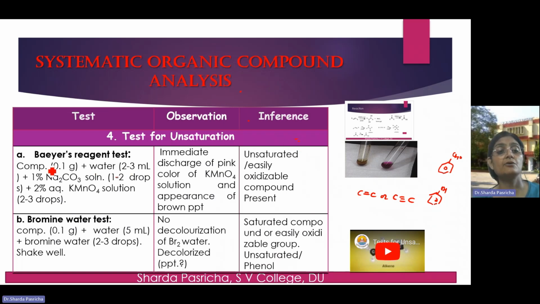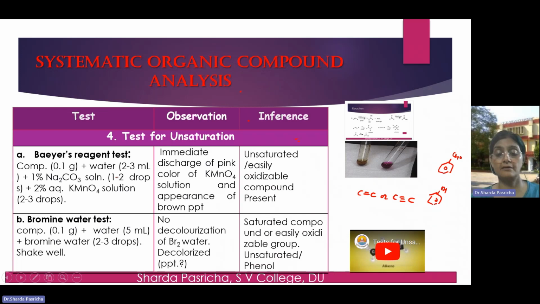And then you add 2 to 3 drops of very dilute potassium permanganate solution to this. Shake. Whenever you mix two things, immediately you should shake. Immediate discharge of the pink color of potassium permanganate and appearance of a brown colored precipitate indicates that either your compound is unsaturated or it has an easily oxidizable group.